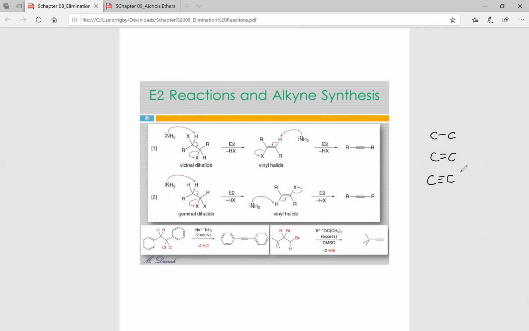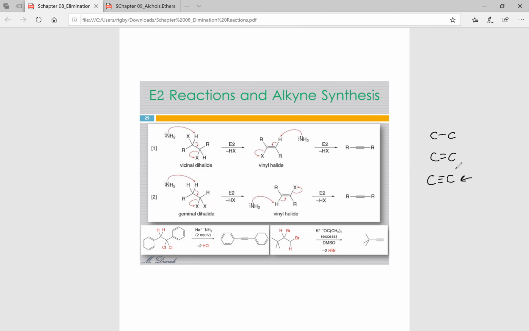Okay? And so when we're talking about E2, we see that we form an alkene with our first E2 reaction. If we were able to do that again, we can make an alkyne. And that's what's happening here with these different dihalides. Essentially, a dihalide is something with two halogens, and they can either be vicinal or geminal.